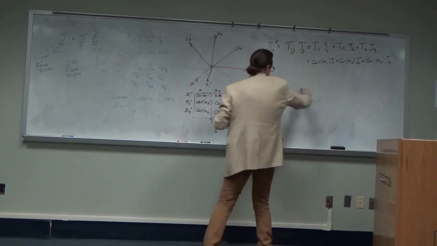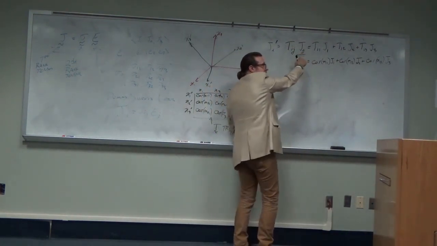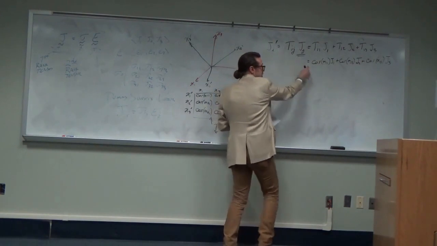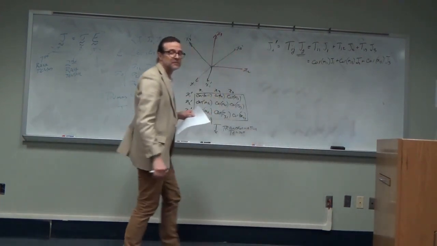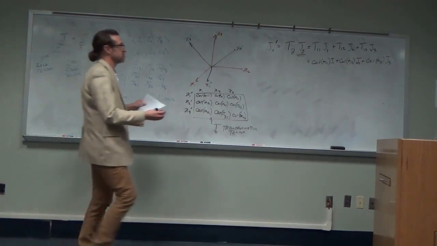So basically, we're taking our J components and we're projecting them onto the new direction. So we've got the cosine of the angle between them. So that's why this expression works.